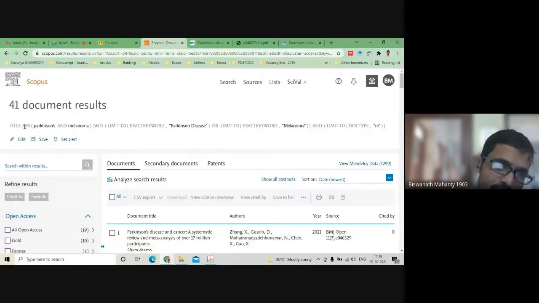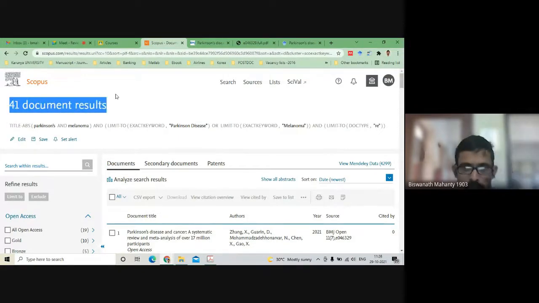Initially, I searched for article, abstract and keyword. I got 690 papers. That was so many. So I looked for the exact keywords Parkinson's disease and melanoma. Then I am reducing further. Then I am only looking for review articles. Fine. Then I am only looking for those papers where the title and abstract contain Parkinson's and melanoma. Then I am getting 41 articles. If someone follows my rule, he or she will also get the same 41 articles. Yes or no?